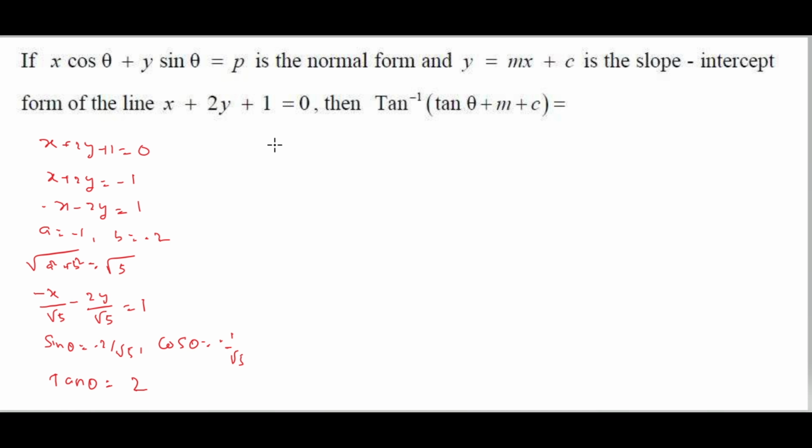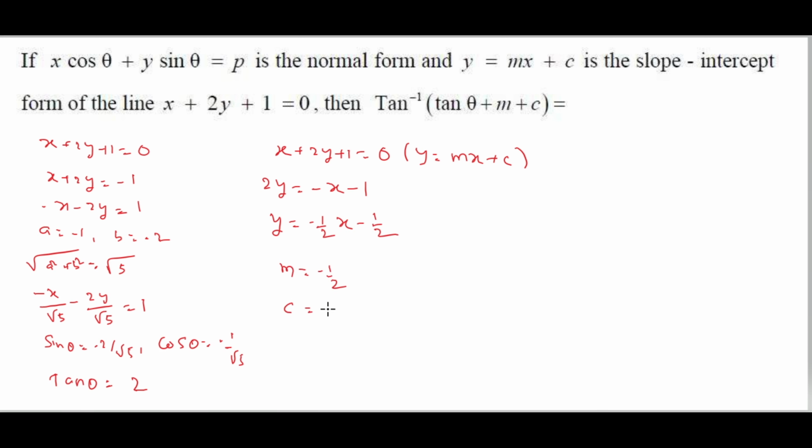And now the given equation x plus 2y plus 1 is equal to 0, converting into slope intercept form. The slope intercept form is y is equal to mx plus c. So from this equation, 2y is equal to minus x minus 1, y is equal to minus 1 by 2 x minus 1 by 2. So here m value is minus 1 by 2 and c value is minus 1 by 2.